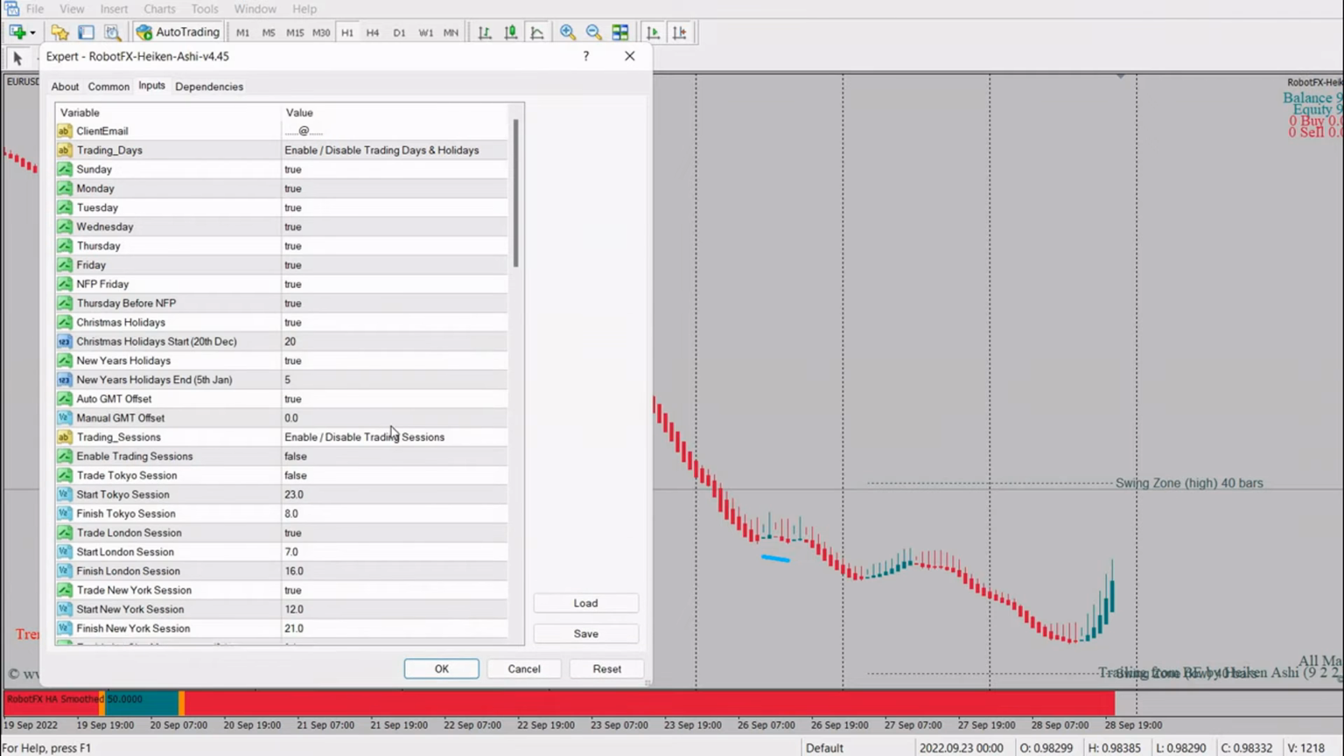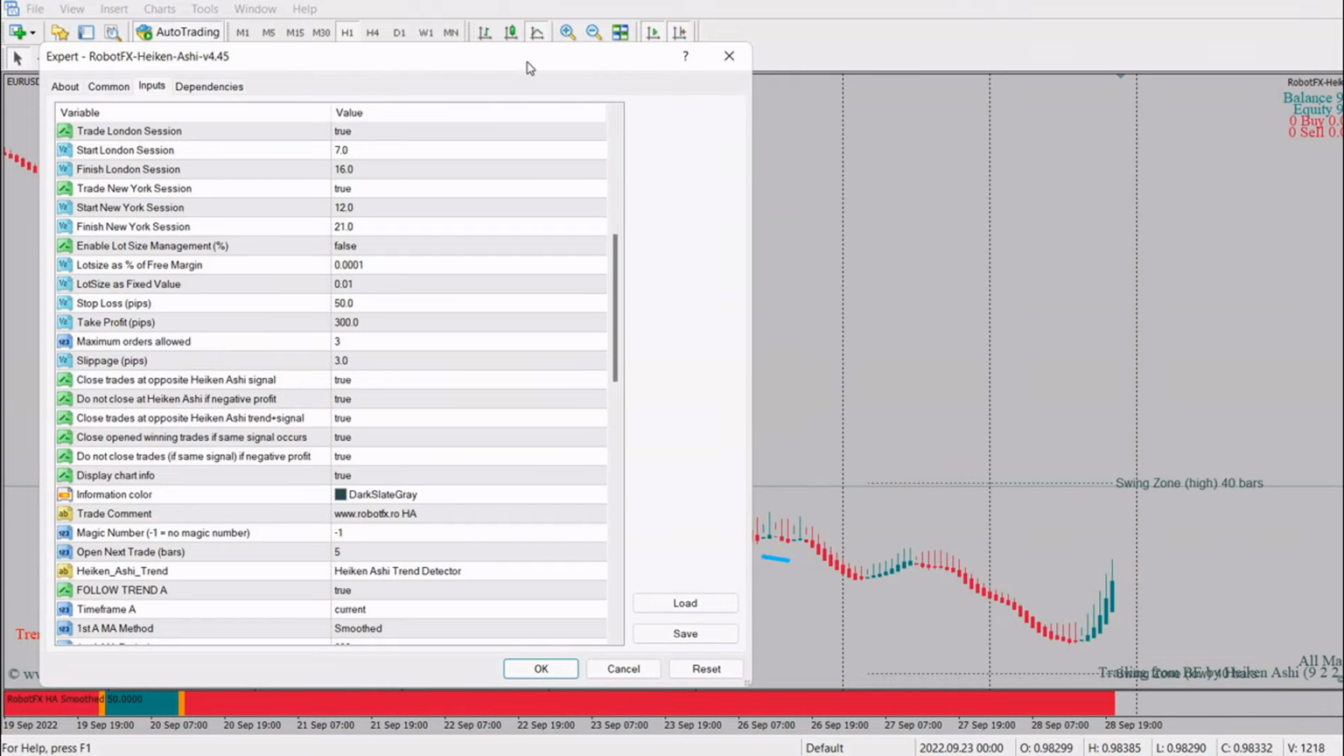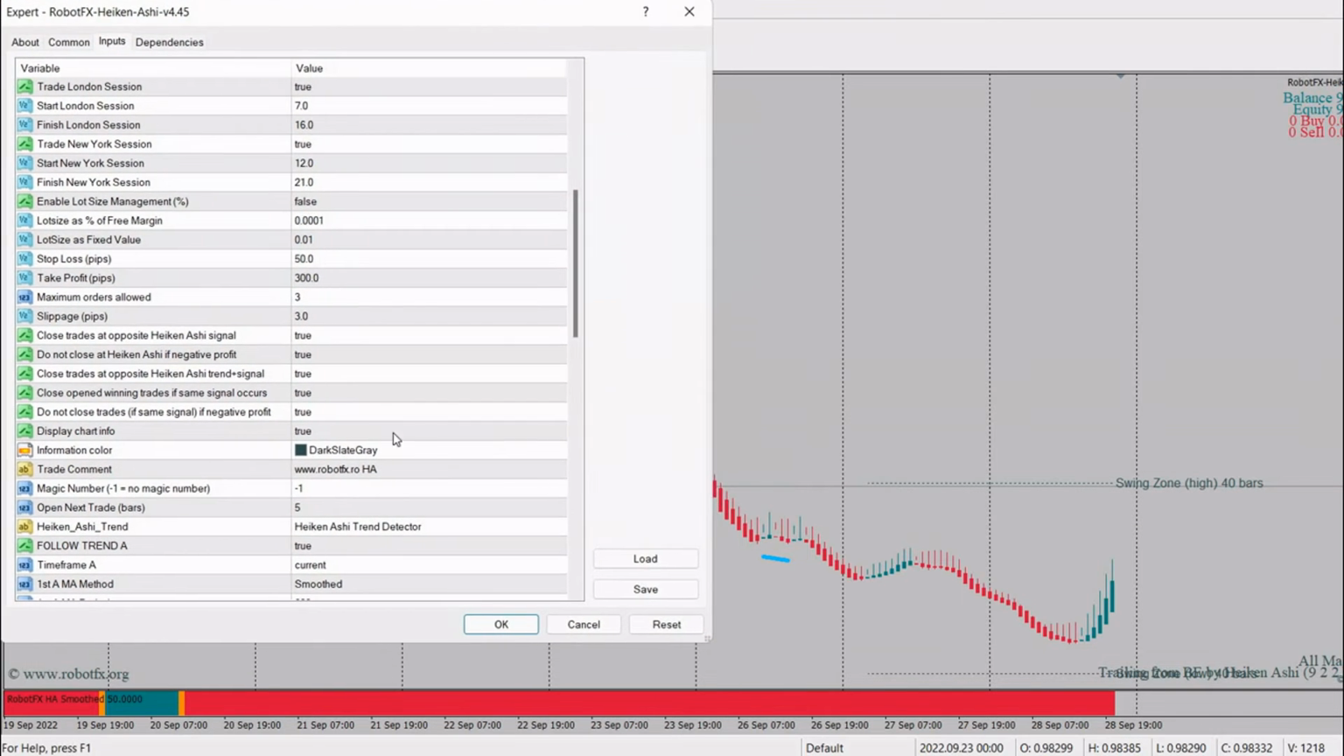However, we can also instruct the expert advisor not to close the trade. I have no idea why this window doesn't keep its size. We can instruct the expert advisor not to close this trade on the opposite signal if there's a negative profit. To do that, we set the next option to true: do not close at Heiken Ashi if negative profit.